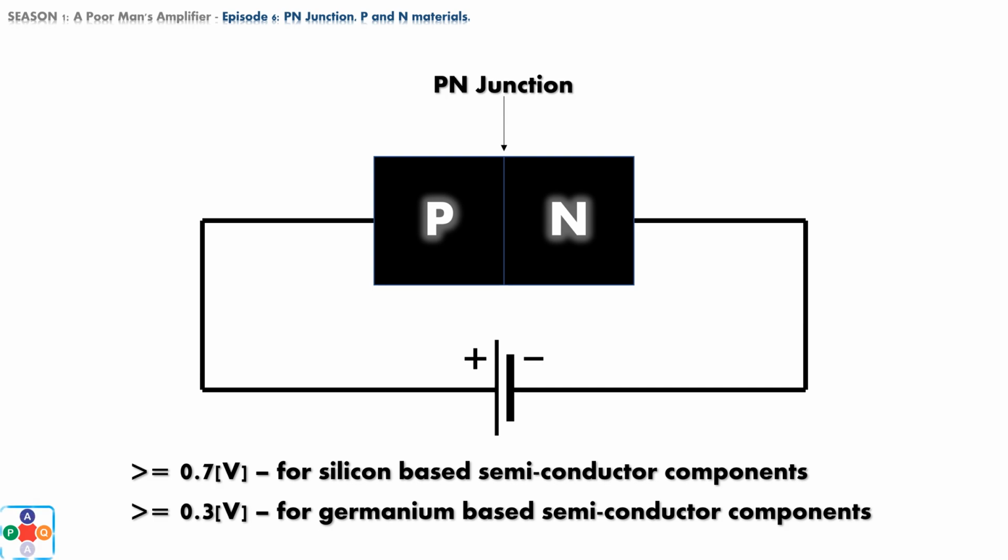In case germanium is used as the intrinsic semiconductor, after doping, the voltage needed to overcome the p-n junction formed in the germanium-based extrinsic semiconductor is 0.3 volts or higher.